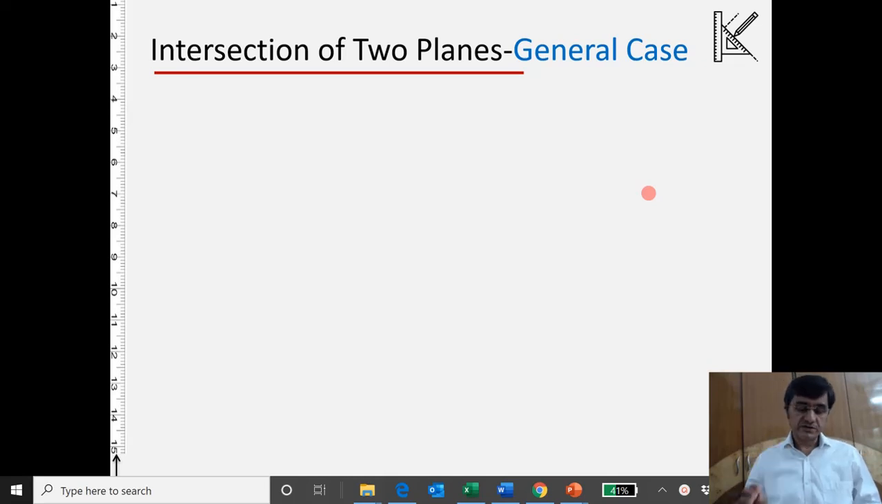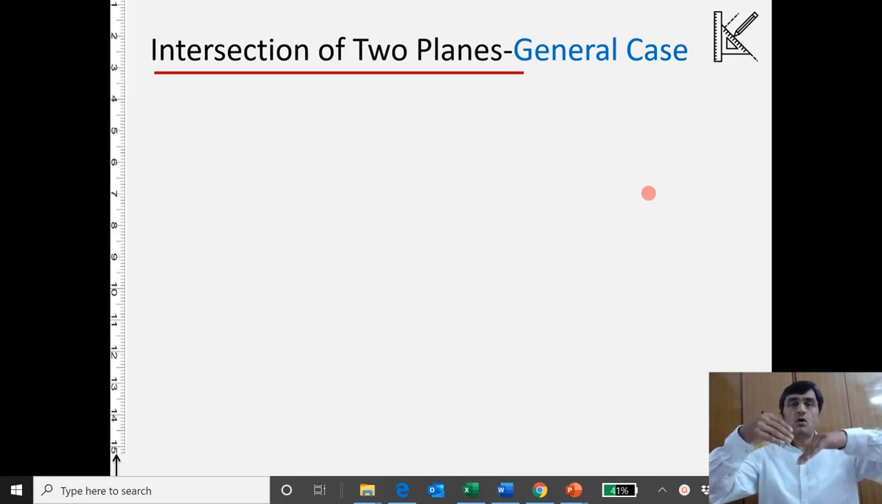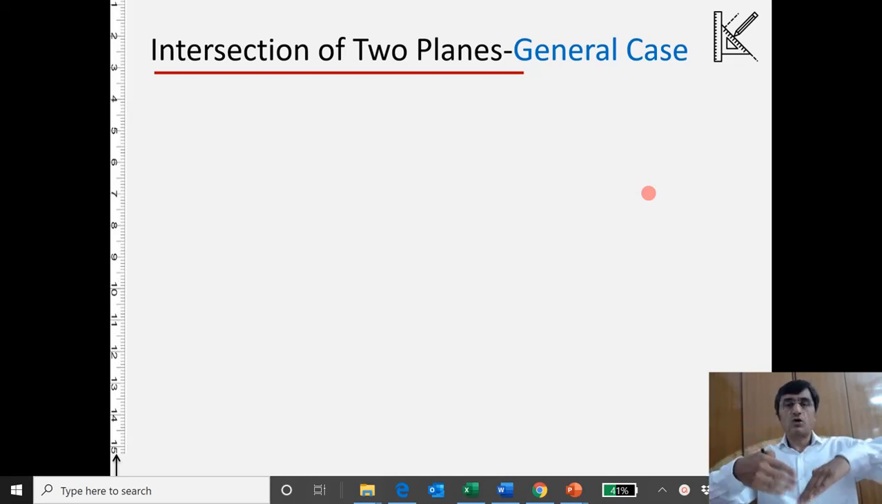Now we will start seeing the intersection of two planes. If two planes are intersecting, what is the line of intersection? What is given to us in this case is the horizontal and the frontal projection of plane number 1, similarly for plane number 2, and we have to locate or determine the horizontal and frontal projections of the line of intersection of these two planes.